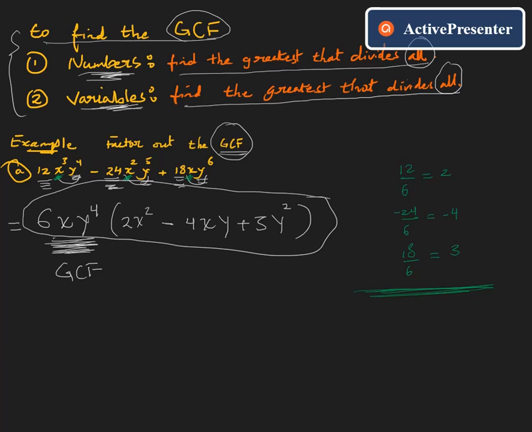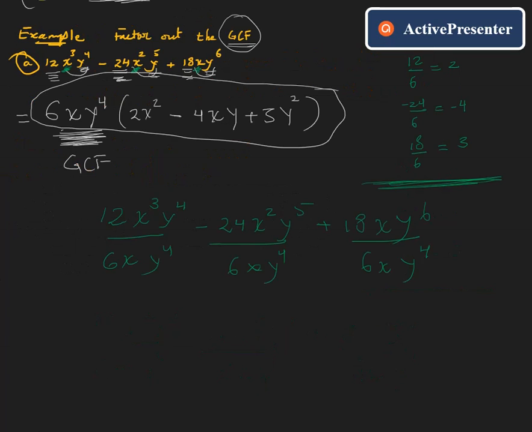We can see together what we did. We divided each term by the greatest common factor, which is 6xy to the power 4, and this we divided by 6xy to the power 4, and this we divided by 6xy to the power 4. So our answer came to this. 12 divided by 6 is 2.